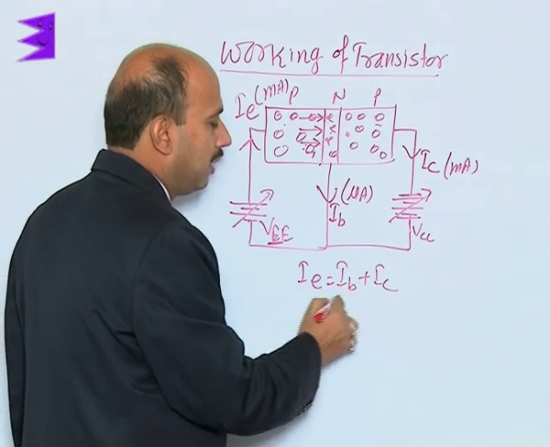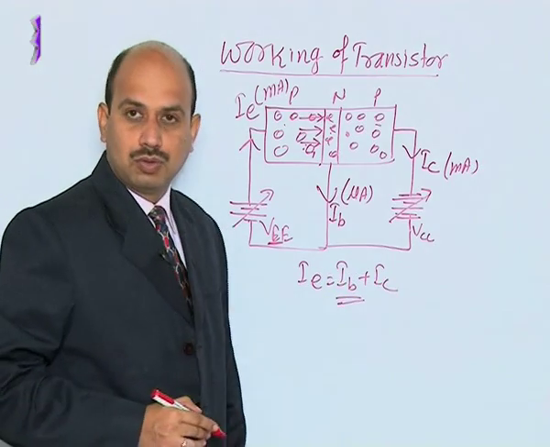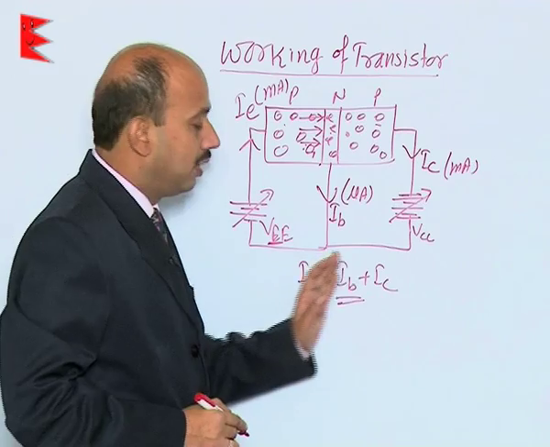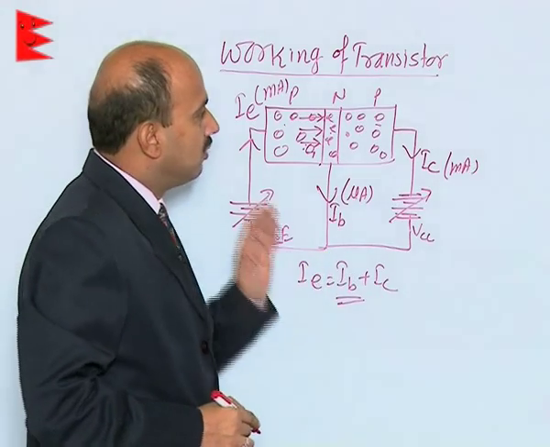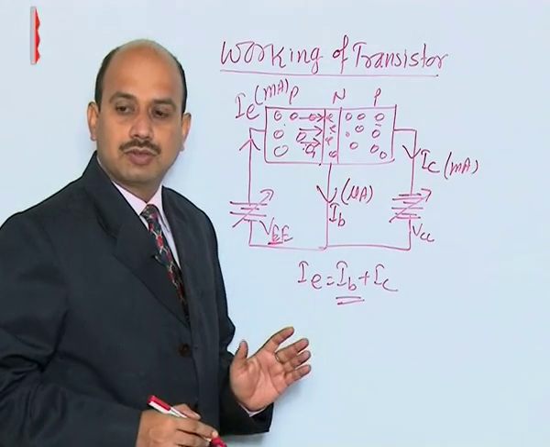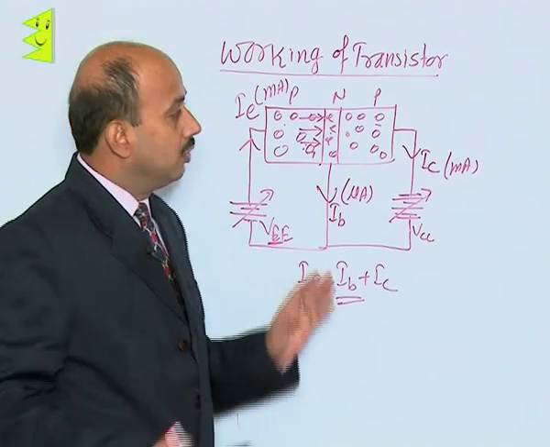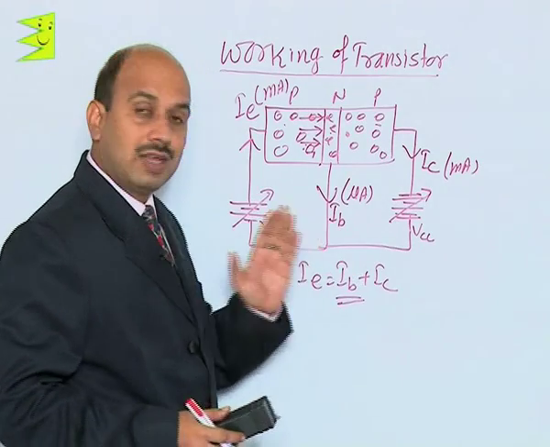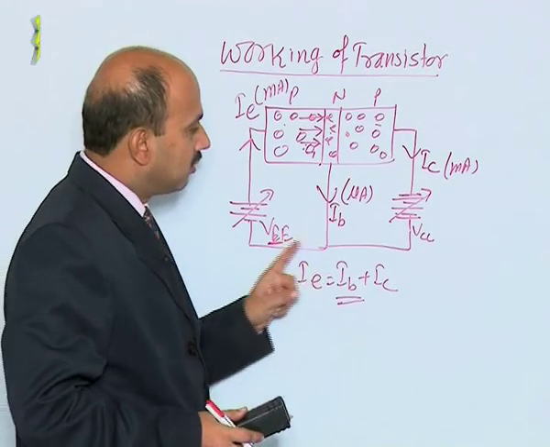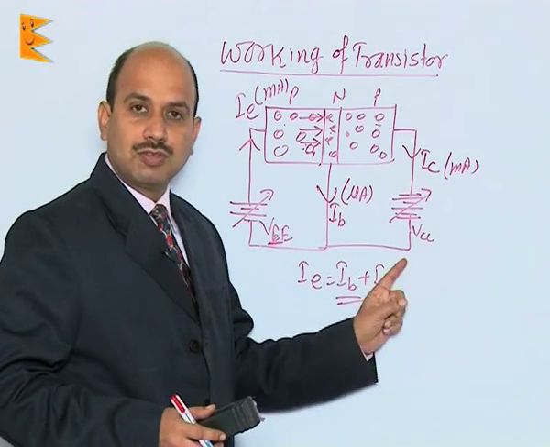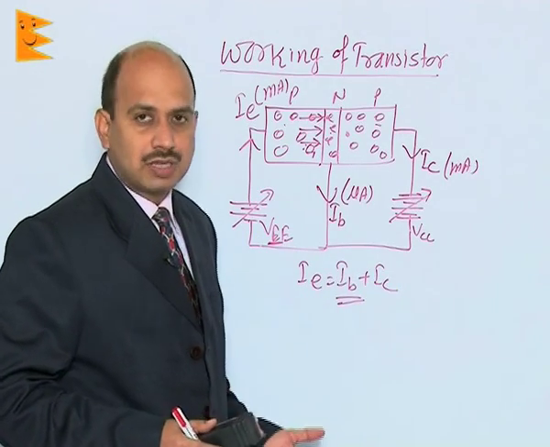But IB is a very small value, so basically IE and IC play the main role. So this is the working of the PNP transistor. We can see its working with the circuit diagram. Here the base is common to both sides, so we can say this is a common base transistor.